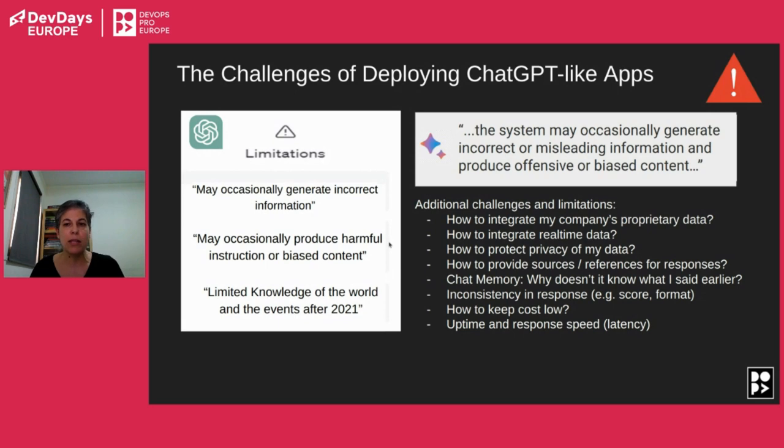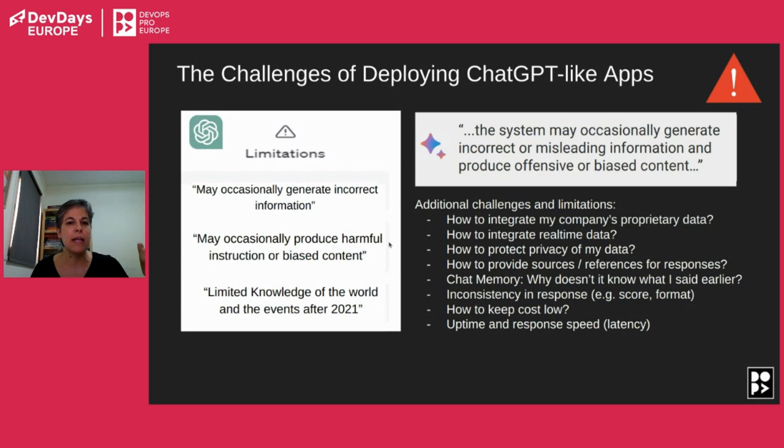How do I integrate my company's proprietary data? ChatGPT can pass the bar, but it doesn't know anything about my data, because it wasn't trained on my data. So how can I apply it to my proprietary data and protect its security and privacy? How can I integrate fresher data, maybe from 2022, 2023, and real-time data? How can I secure the privacy of the users? Why aren't there references when ChatGPT answers? So how can I amend that?